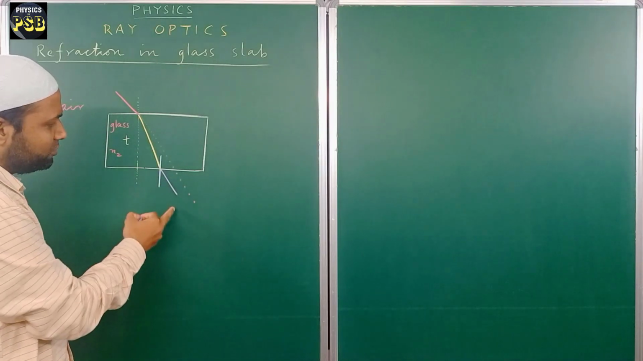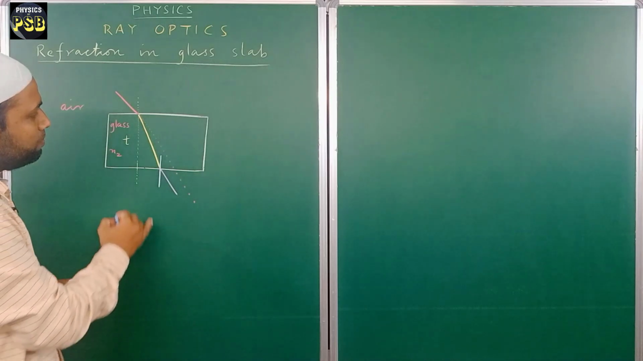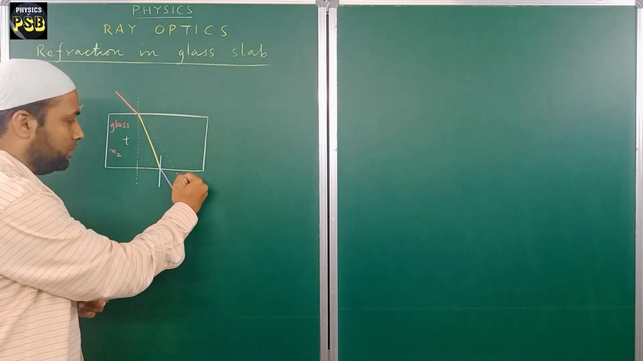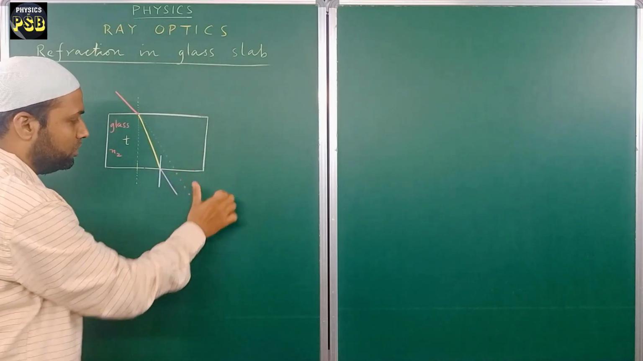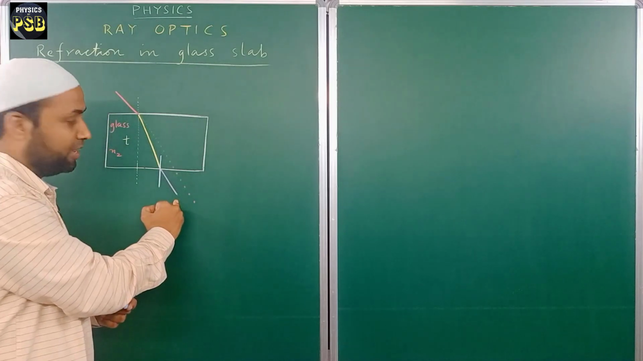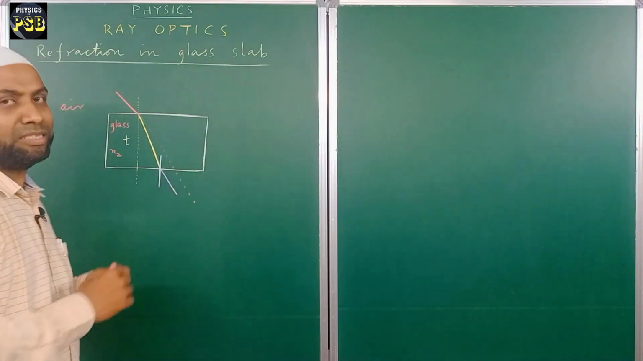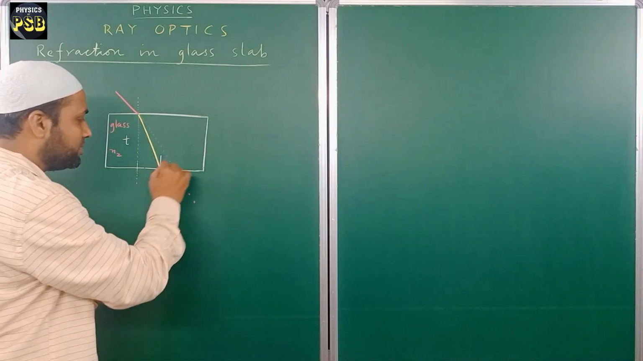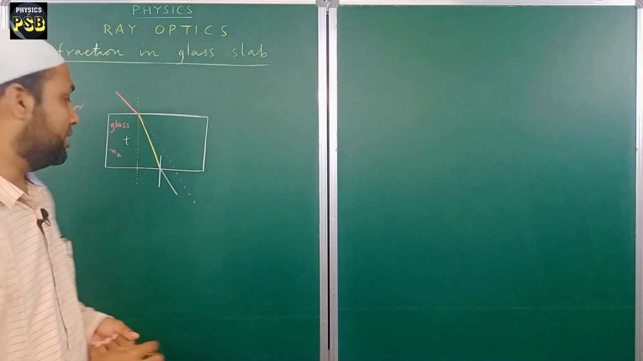So here the light which has come out after refraction through the glass slab goes parallel to the ray of light which has come out without deviation. This is the undeviated ray, this is the deviated ray. You can see these two are parallel to each other but separated by a certain gap. Now this gap actually represents the lateral displacement.